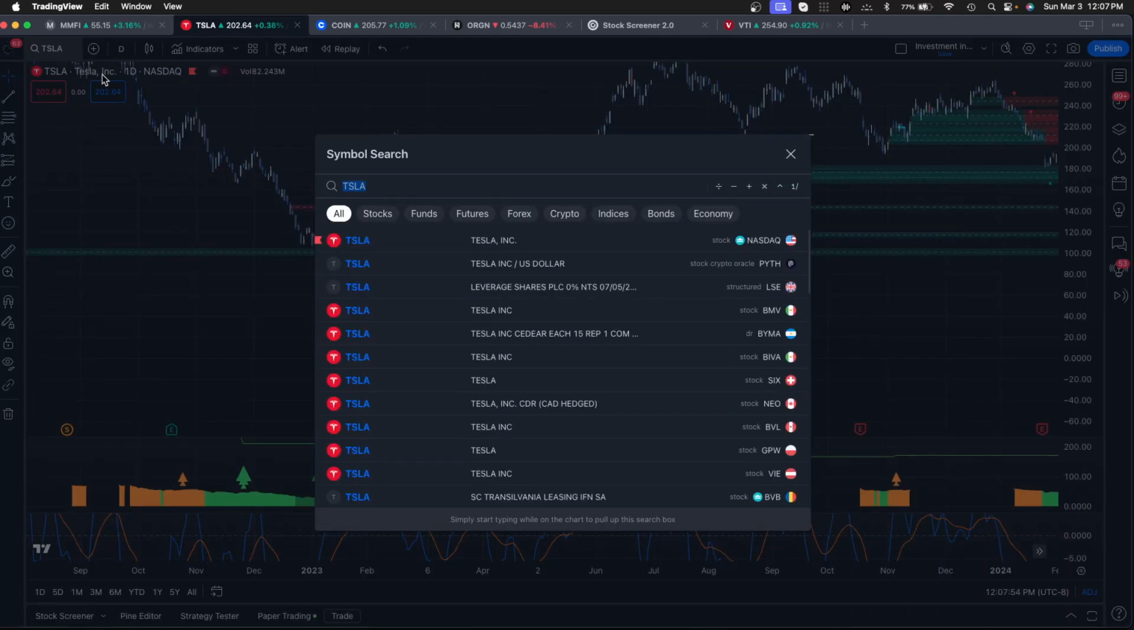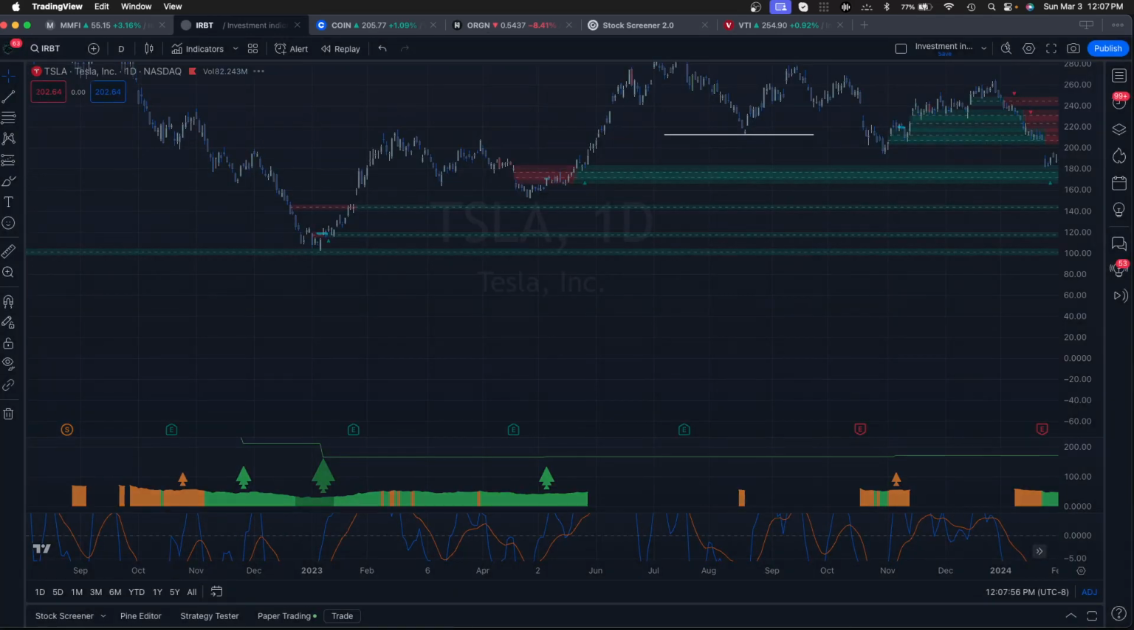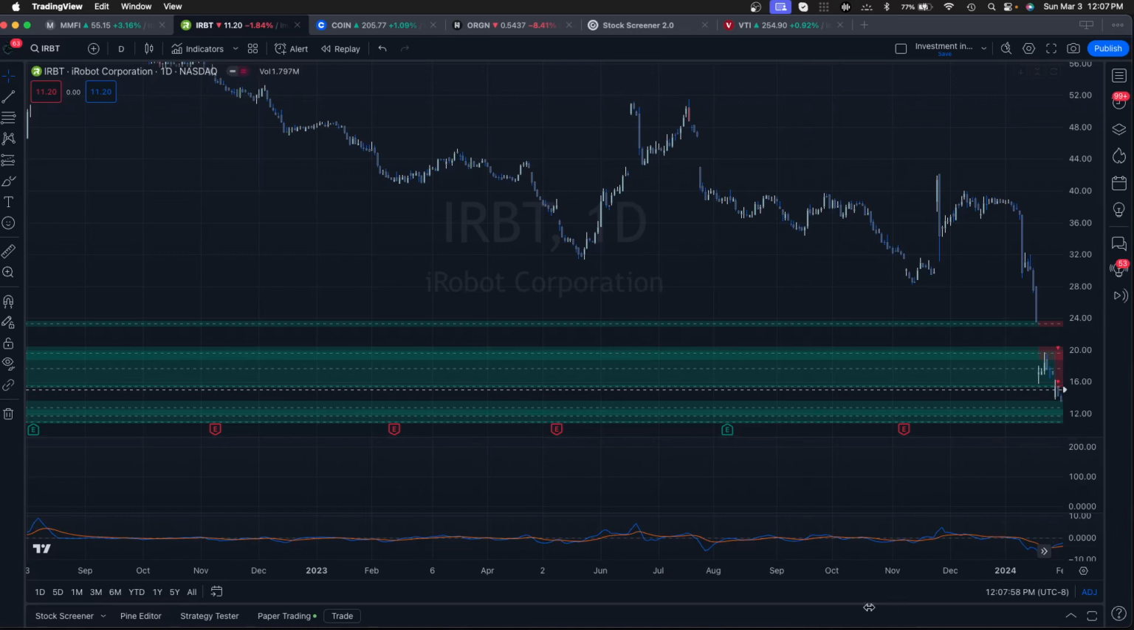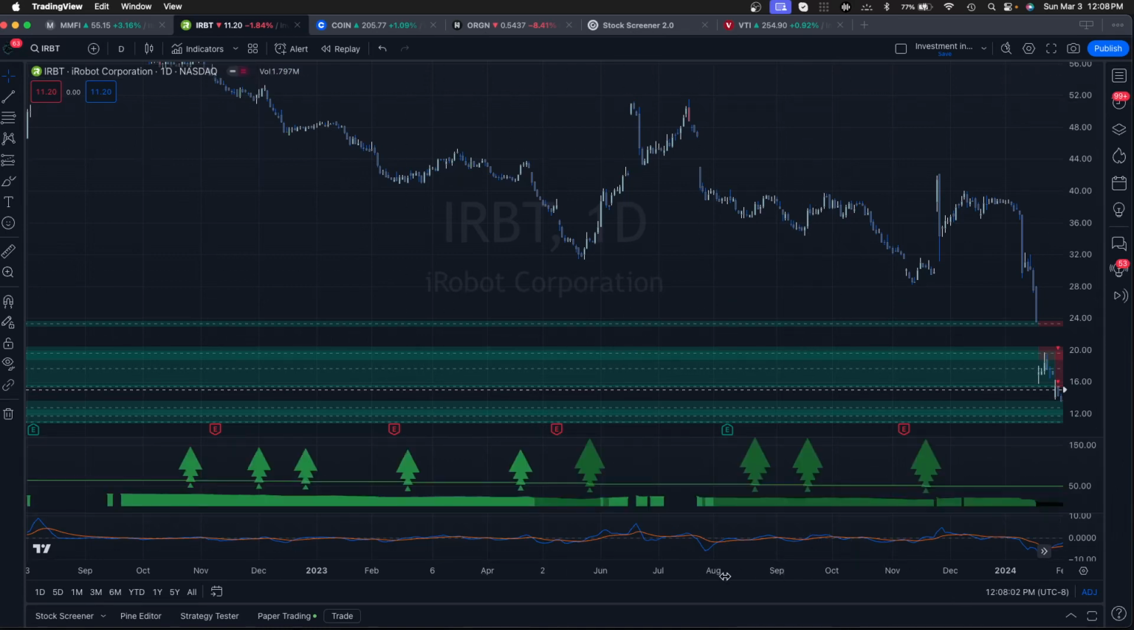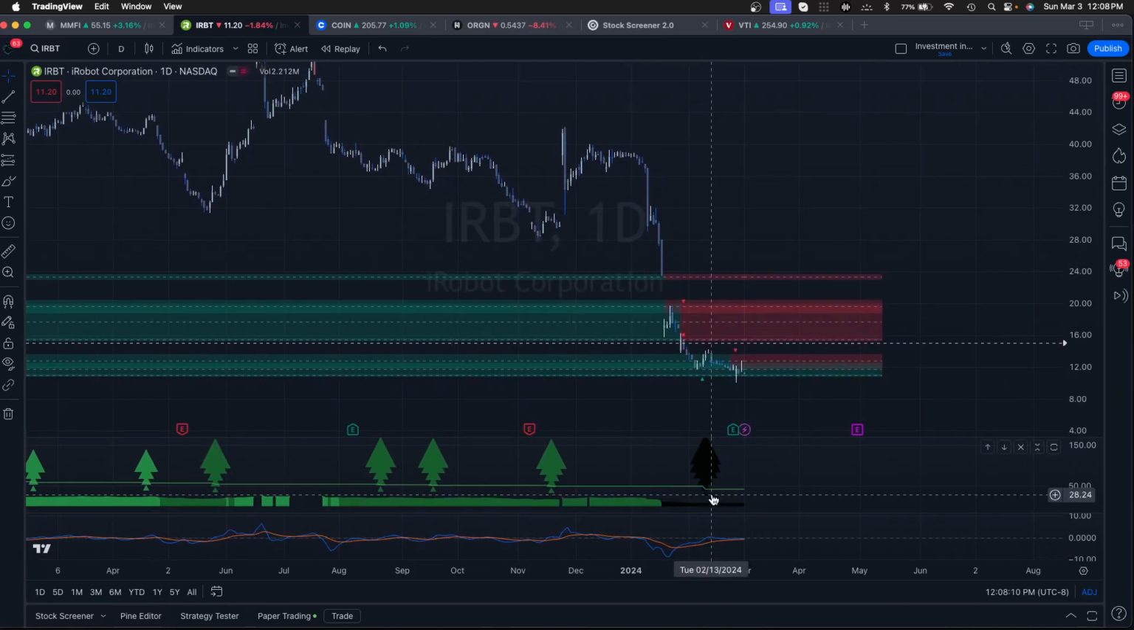I know IRBT, for some reason, I've recently been looking at this stock. It's just been hammered and hammered. So you do have the large, these are the forest green or dark green ones. And then you also have black, and black is the strongest buy signal you can get.